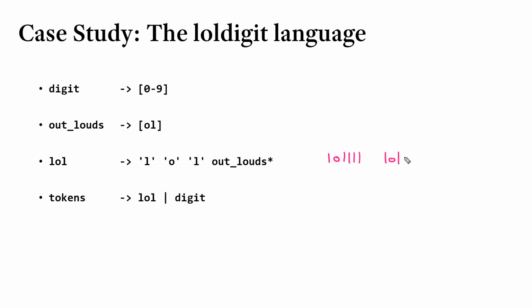So LOL would match with 0 repetitions, but so would LOLO, LOLOL, LOLLOLOL. So this is a pretty funny little language. And our last regular definition term down here is our tokens. A token is going to be either an LOL, so it will match against that definition, or it will match against a single digit.